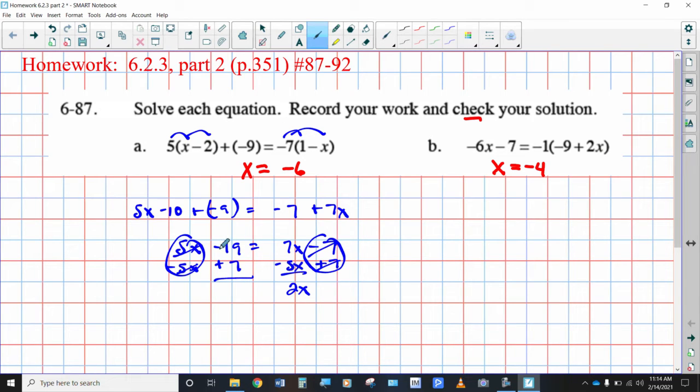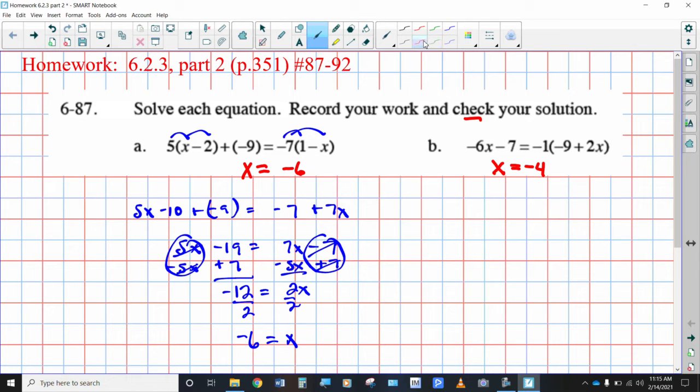Now we have to say, what is negative 19 plus 7? Well, it's a negative plus a positive, which means you're going to do a subtraction and keep the sign of the bigger number. So what number do you multiply times 2 to give you negative 12? Well, if you divide negative 12 by 2, you will get your solution, which is negative 6.